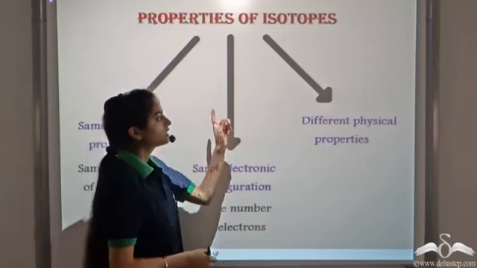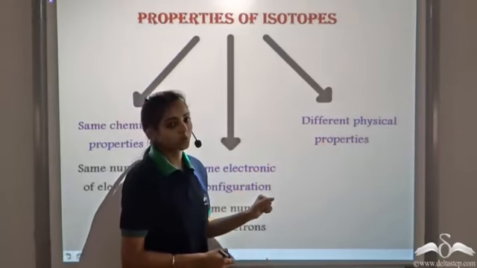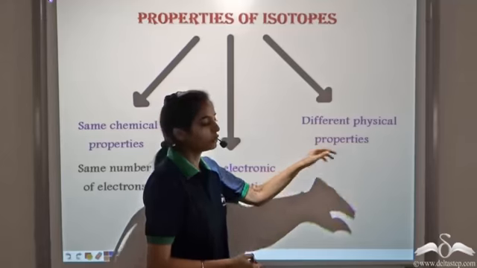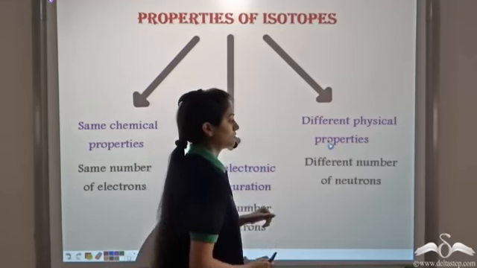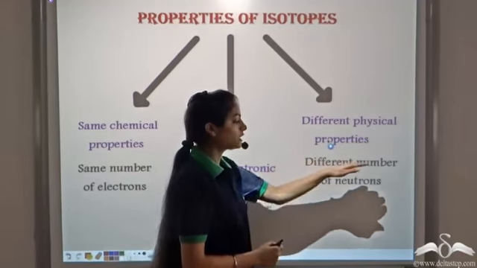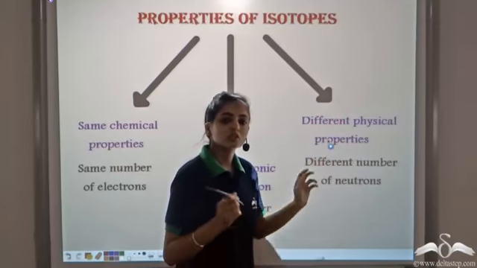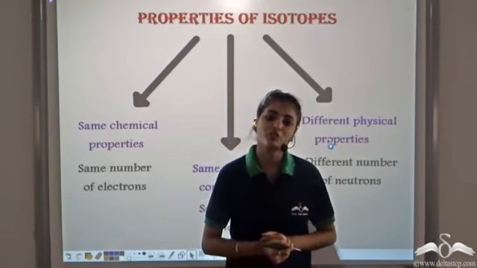Further, the isotopes have different physical properties. We know that the physical properties depend on the number of neutrons. Since the isotopes have different numbers of neutrons, they have different physical properties. So this is it about the isotopes of different elements.